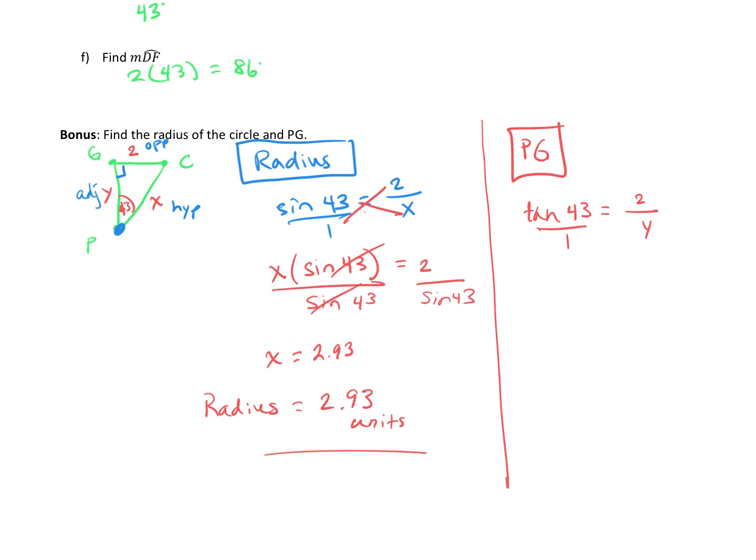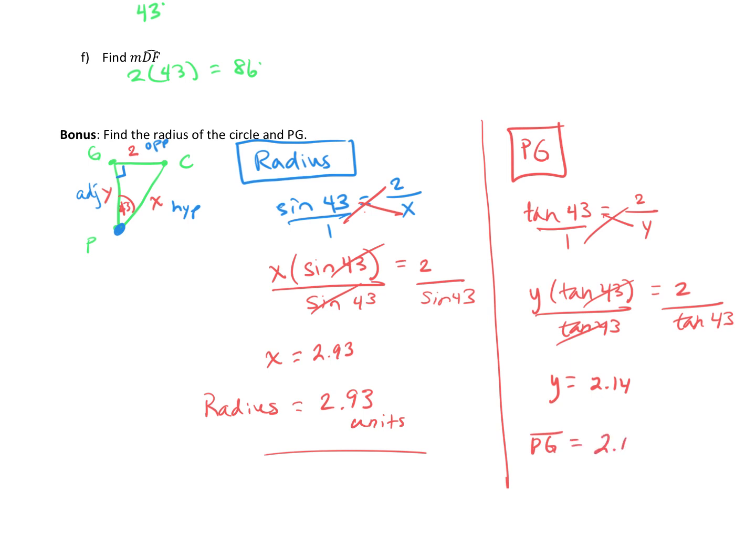Let's put that tangent of 43 over 1 because we're about to cross multiply. Tangent of 43 times y is y times the tangent of 43. Set that equal to the other cross product of 2. Let's divide by tangent of 43 to get the y alone. And then we just grab our calculators. 2 divided by tangent of 43 is 2.14, and that y was representing segment PG. So we know that PG is equal to 2.14 units.